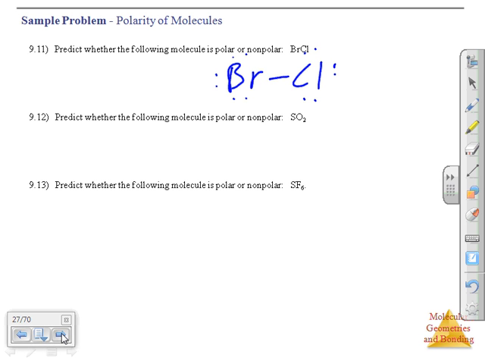So here we have a polar molecule. This one's going to be polar because it's not symmetric. If you draw a line down the middle, it's not symmetric. Chlorine is more electronegative than bromine. So that's going to be a negative charge. We're going to have a positive charge on, excuse me, a positive charge on bromine. Now let's take a look at SO2.